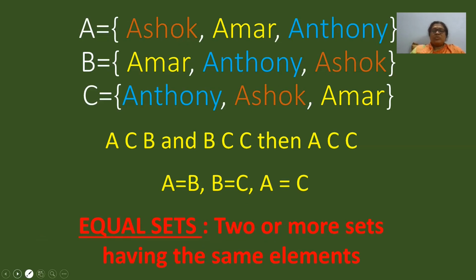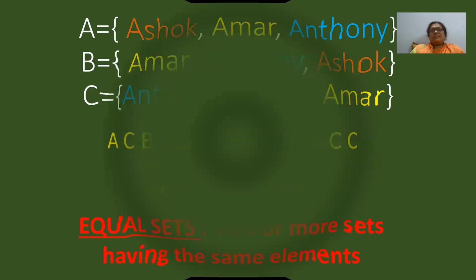So these types of sets, we can say they are equal sets. Two or more sets having the same elements. So the elements are the same, but the elements were shuffled, that's all. These types of sets are equal sets.